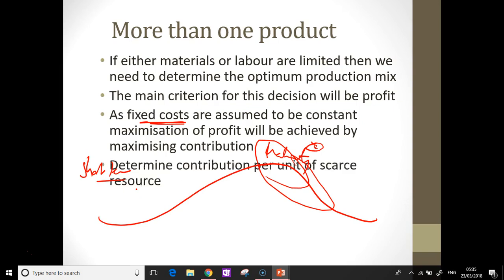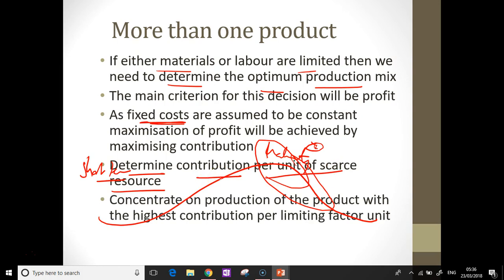So the argument is that if either material or labor is limited, then we need to determine the optimum production mix. And it really says what the rule is. When I say the rule, I'll give you some examples to help you conceptualize clearly and get your head around why it must be to determine the contribution per unit of scarce resource. So it's really saying concentrate on production of the product which gives you the highest contribution per limiting factor. And we'll see an example in a second.